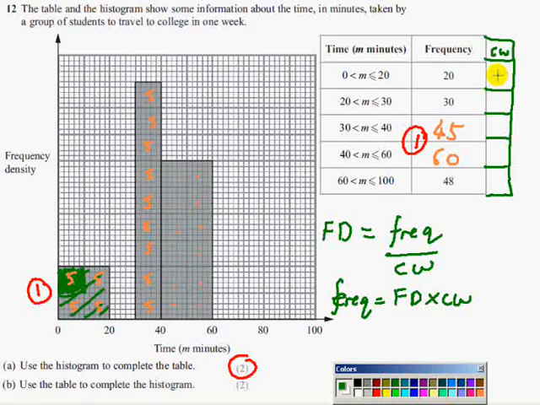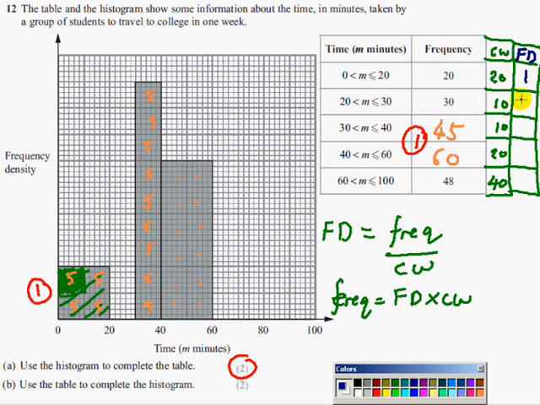So class width is 20. So there's this gap here, so this class width is 10. This class width is also 10. This class width here is 20. This class width here is largest, 40. Now to get the frequency density, will that just about fit on? Yes. I'll do that in a different colour, just a little bit clearer. I'll choose blue. So frequency density is frequency divided by class width, not the other way round.